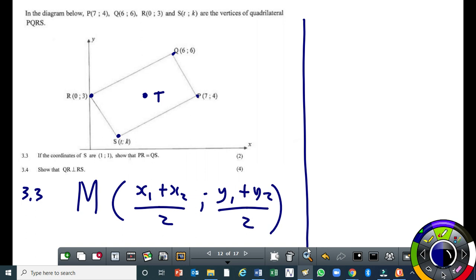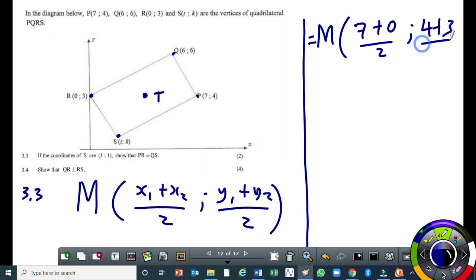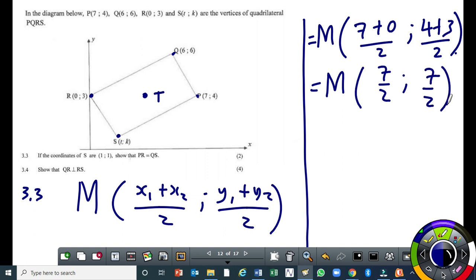So that M there is going to be equal to my x1. I'll start with the coordinates of P, so that will be 7 plus 0 over 2. Then the coordinate of y at P is 4 plus the coordinate of y at R, which is 3. Then I divide by 2. So I'll get 7 over 2 and 7 over 2. Now, because of this, I can say therefore PR is equal to QS because the coordinates of their midpoints are the same.